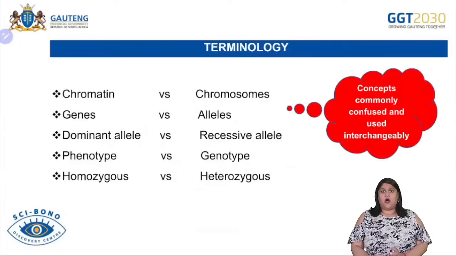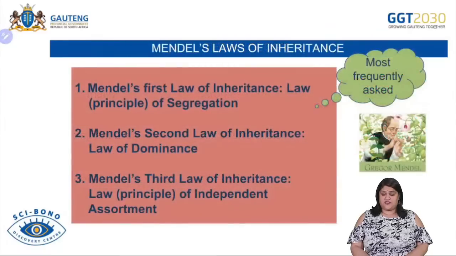These are not the only terms, but these are the terms that are commonly confused. Learners commonly confuse them and use them interchangeably. Make sure that you know the difference between chromatin and chromosomes, genes and alleles, dominant allele and recessive allele, phenotype and genotype, and homozygous and heterozygous. We have gone through this before. Your teachers have taught you these terms. We're just showing you that these ones are used interchangeably and are often confused.